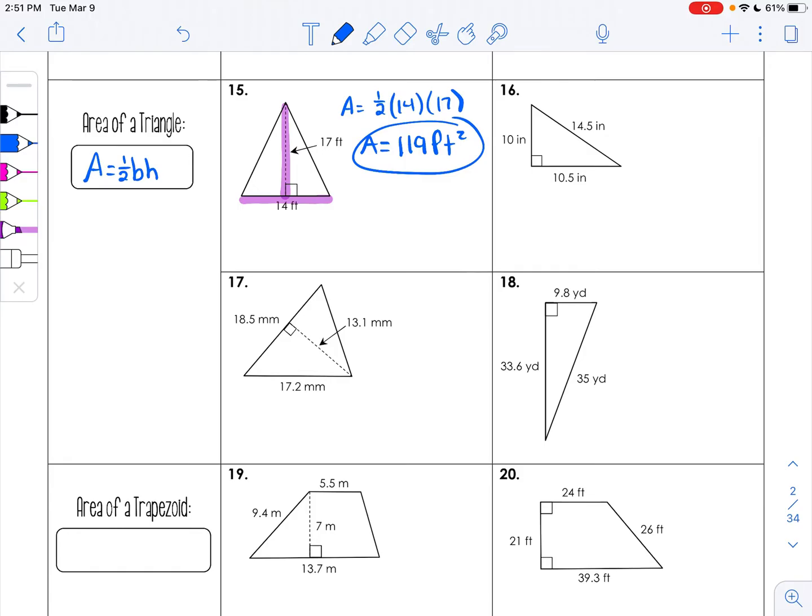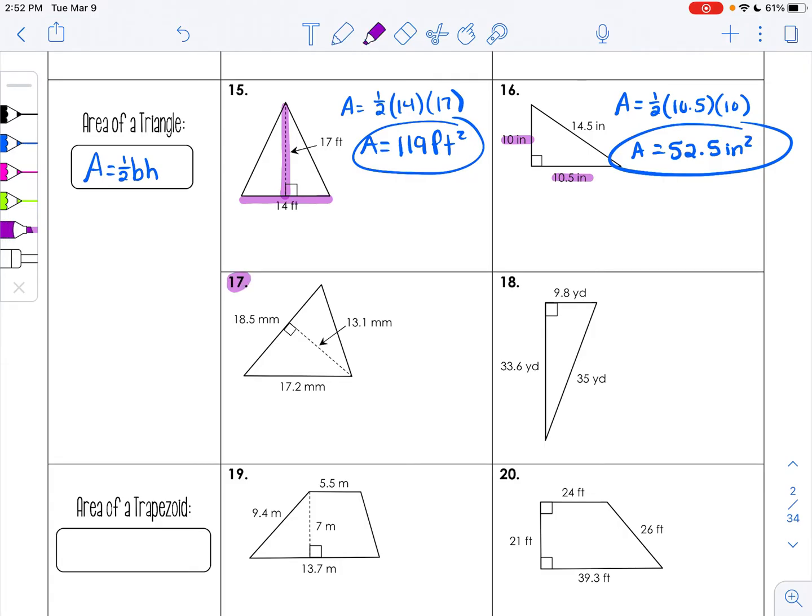Number 16, we have 3 units of measure that are labeled, but we only need our base and our height. So your base is 10.5 and your height is 10. So those are the only 2 we're going to be using. So our area is going to be 1/2 times 10.5 times 10. Then when we put that in our calculator, we find that the area equals 52.5 inches squared.